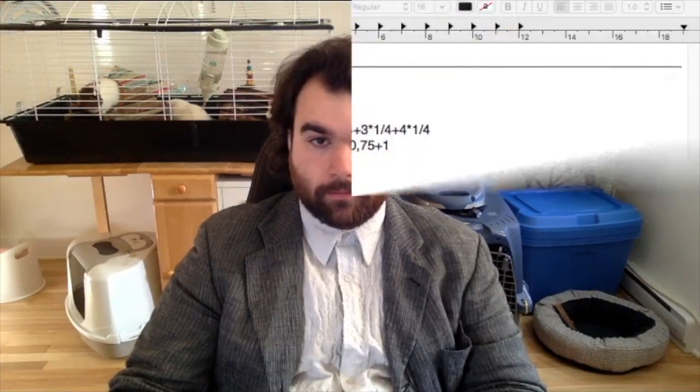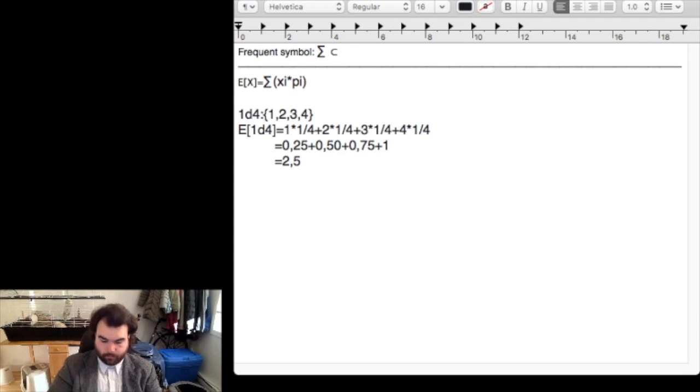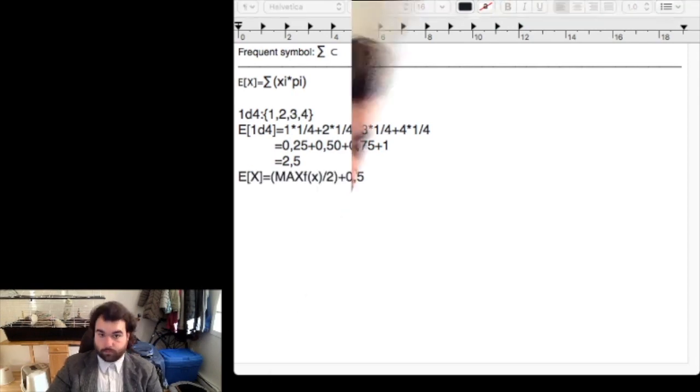For a single die that is a normal die, there's a simple trick that you can use to find the expected value faster. Take the highest value on the die, divide it by 2, and add 0.5 to the result. With a d6, we have a maximum of 6, half of that is 3, plus a half.